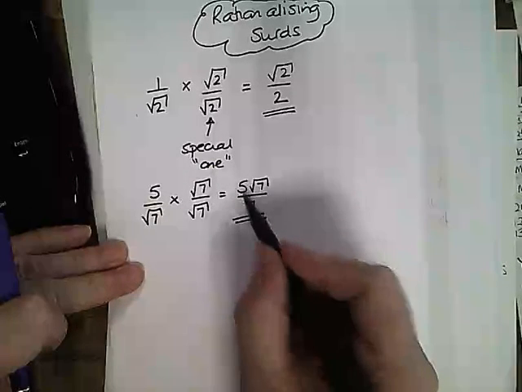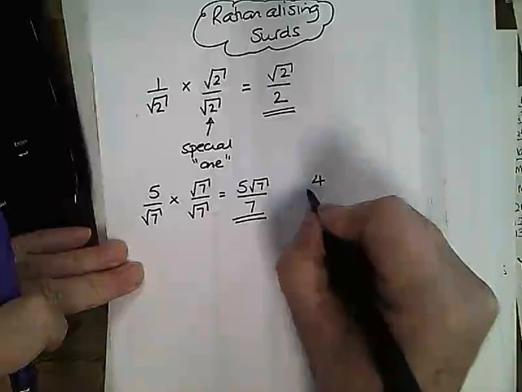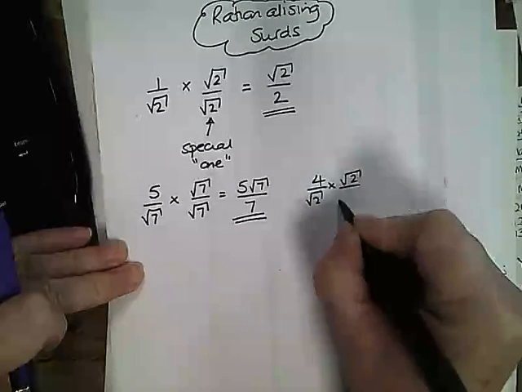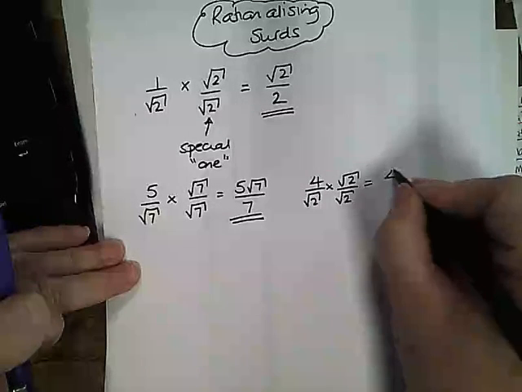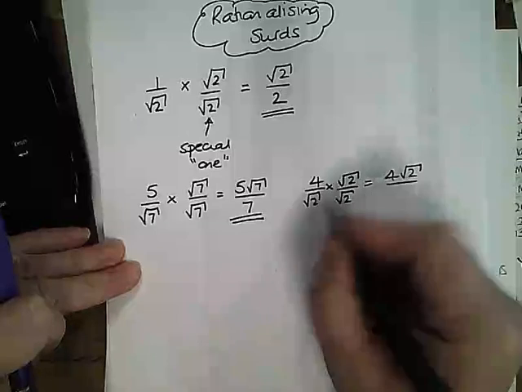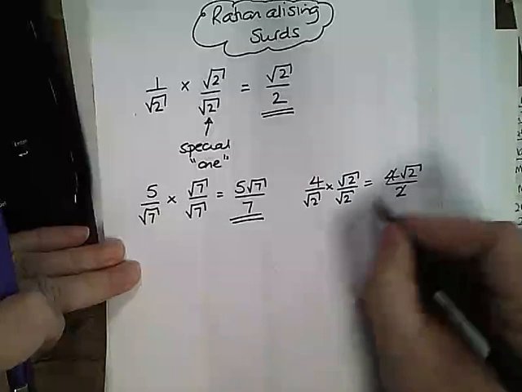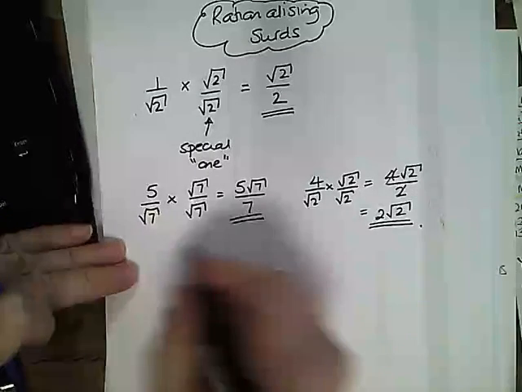If these have a common factor, you can do some cancelling at this point. So if I do this one, 4 over root 2, and I times by root 2 over root 2, I get on the top 4 root 2, root 2 times root 2 is 2. I could then cancel with these, so then the final answer would be 2 root 2.